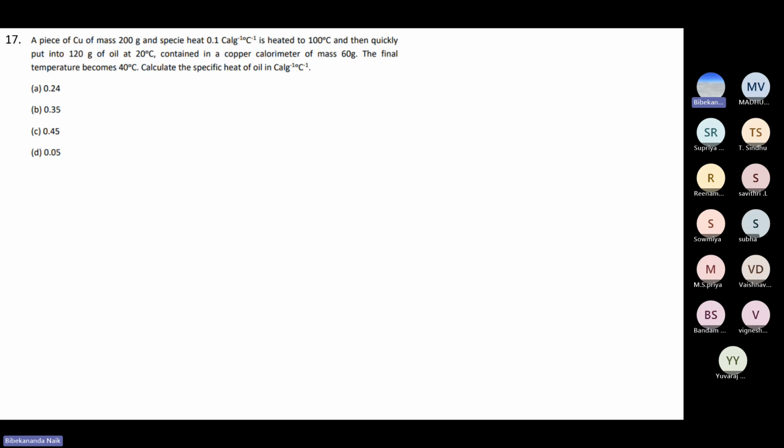We know the principle of calorimetry: the heat lost by the hot body is equal to the heat gained by the cold body or cold substance. So we will use that formula to calculate the unknown, that is, the specific heat of the oil. I request everyone to solve it and then we will discuss it after a few minutes.